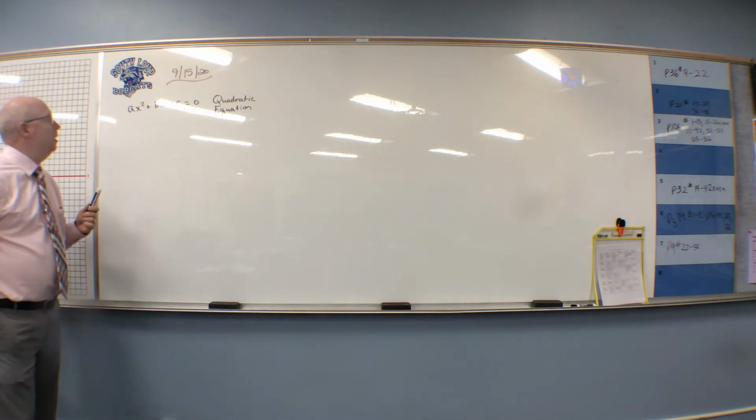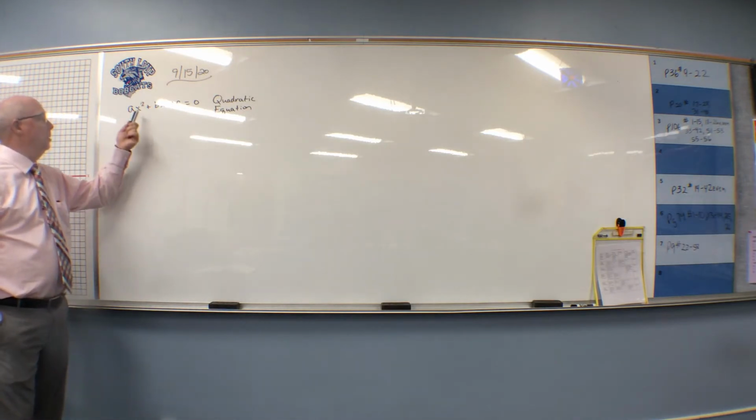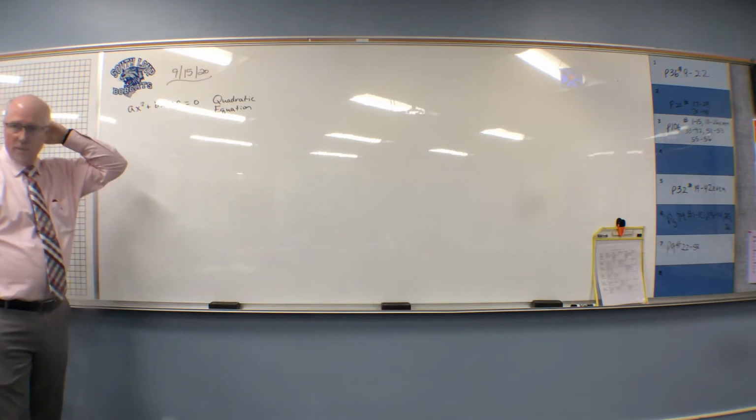So in the quadratic equation, a is the coefficient of x squared. This is called the quadratic term. This is called the linear term, and the constant.